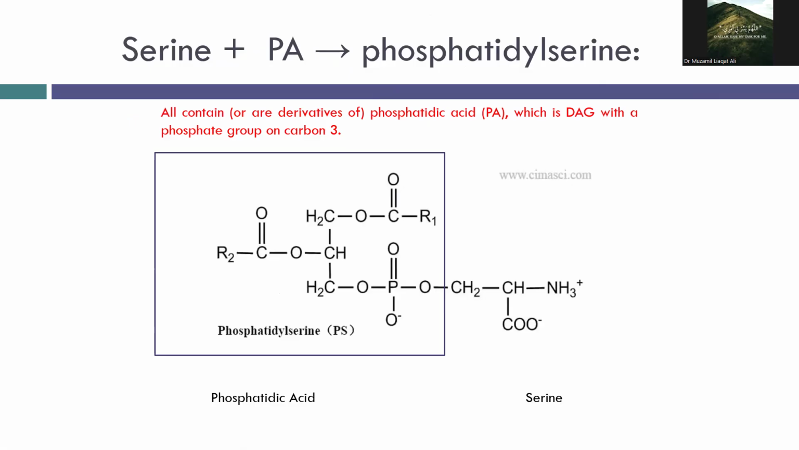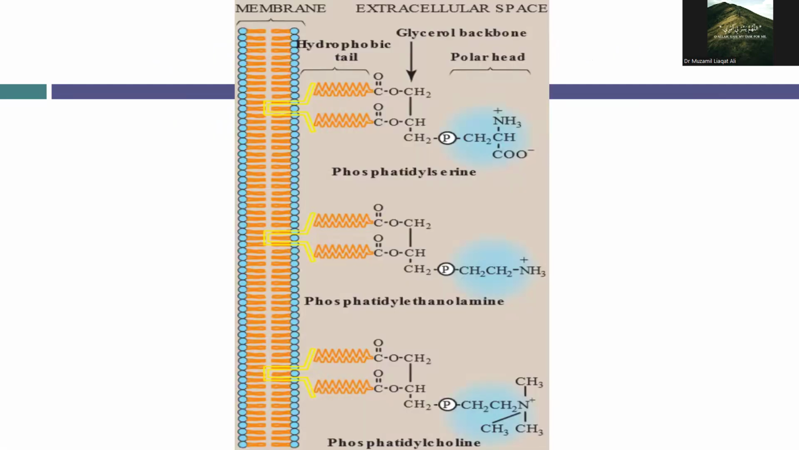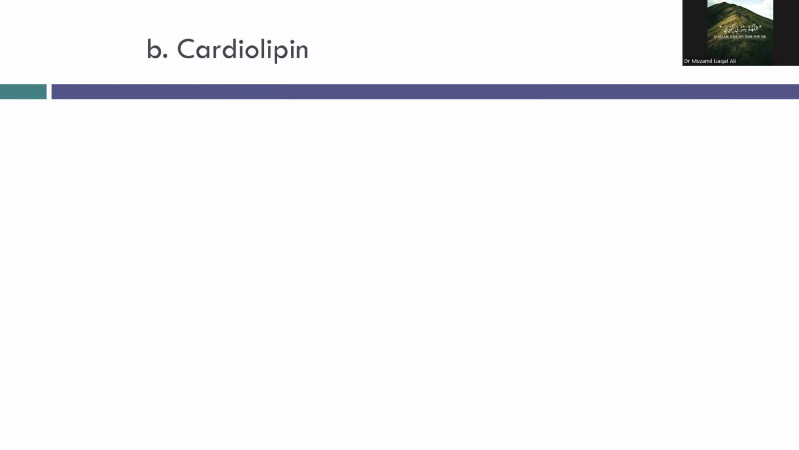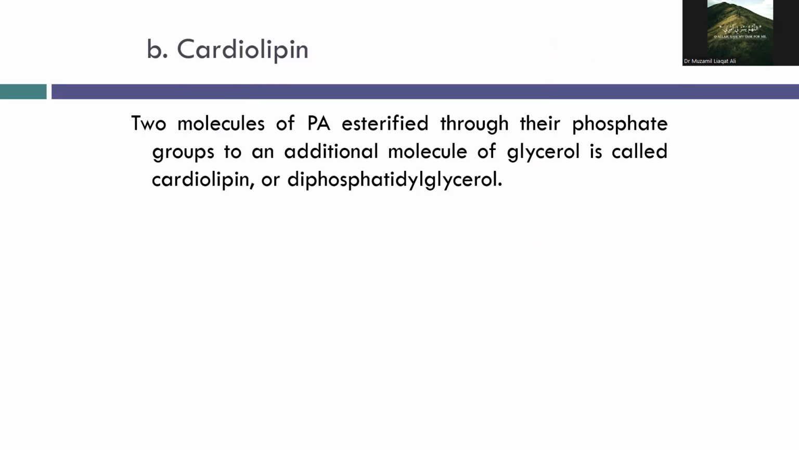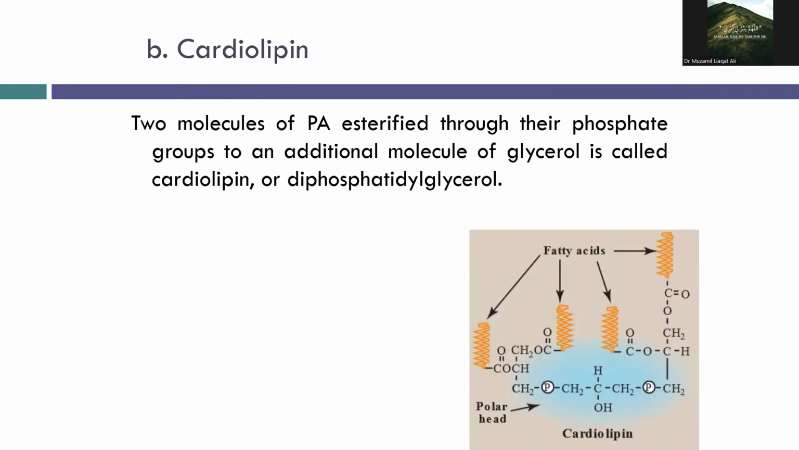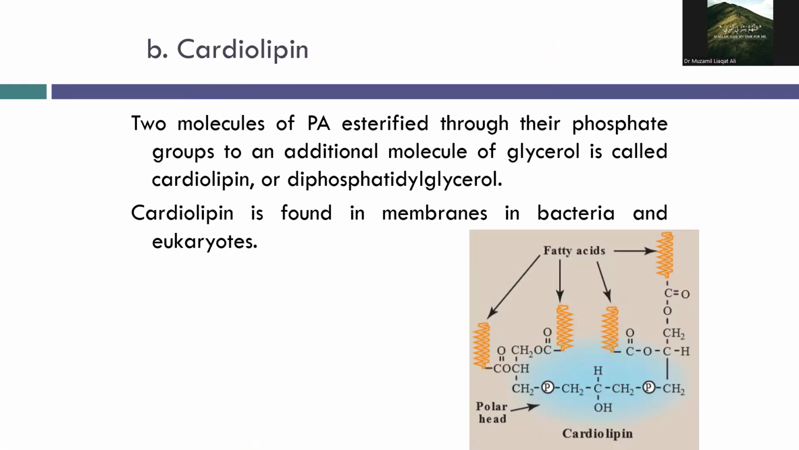You can see on your screen the example of the very first category, the one produced by the phosphatidic acid and alcohol group. The next one is the cardiolipin. Two molecules of phosphatidic acid linked by the glycerol molecule, exclusively found in the inner mitochondrial membrane, maintain structure and function of the respiratory chain complexes, also called diphosphatidylglycerol.